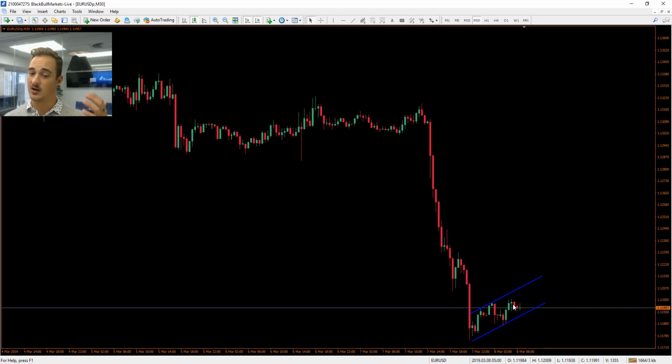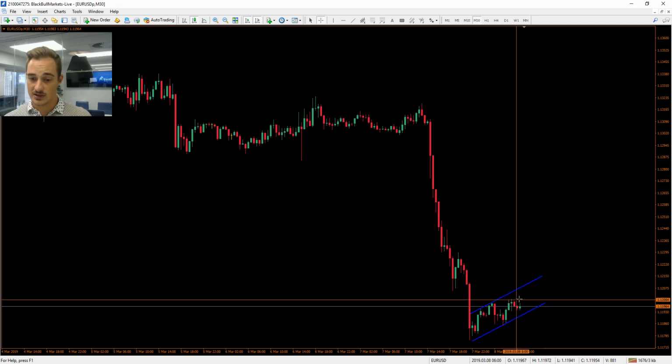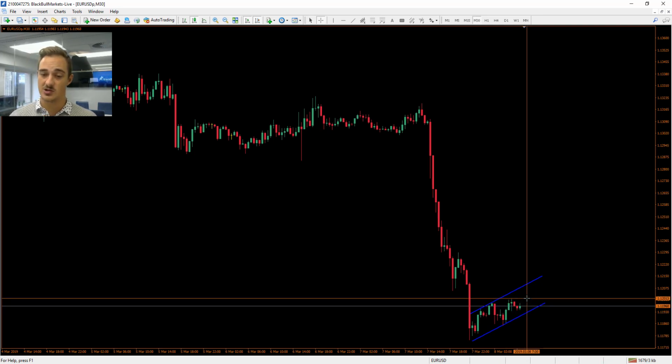We could see a possible break of this channel either to the up or to the downside, because these moves were so nicely to the downside. There's not much resistance going up, so we could see a move either strongly to the up or to the downside, depending on what the NFP says and how people react to it. So if you were to trade the NFP, please just do be careful. Make sure you manage your risk well. Don't put all your eggs in one basket, essentially.